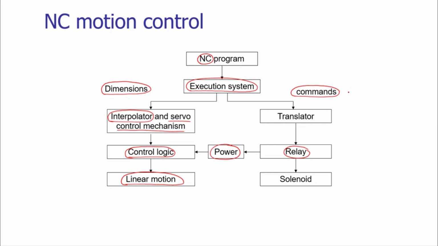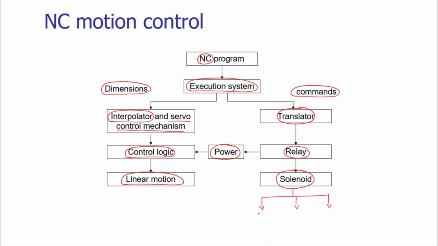So a variety of commands related to the auxiliary operations, as I mentioned, coolant on off or change of the tool, will be translated, and that translated information will be given to the solenoids. These are electromechanical switches. Those solenoids operate the auxiliary equipment. So it may be the pneumatic equipment, for example, the opening of the collet during the tool holding or tool clamping operation.